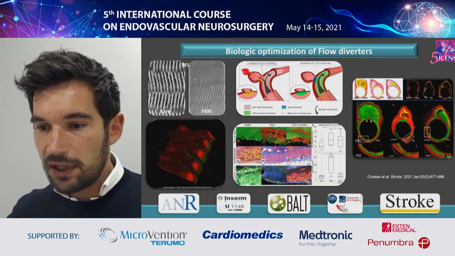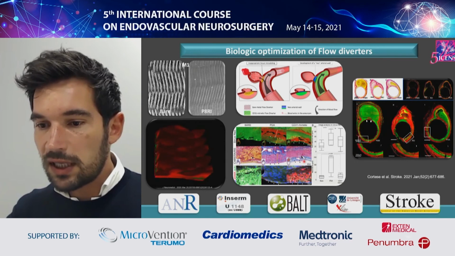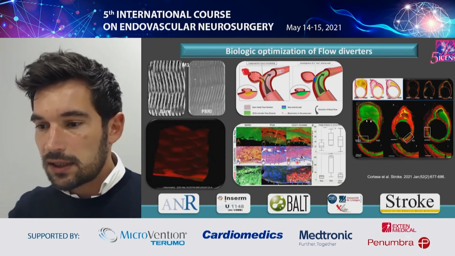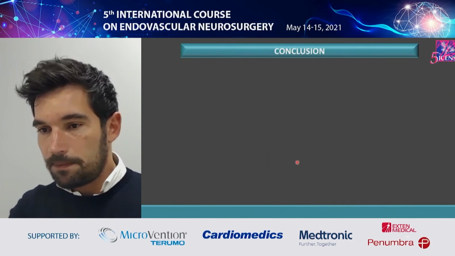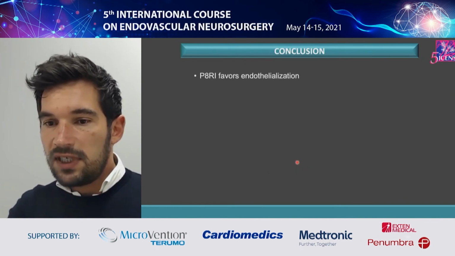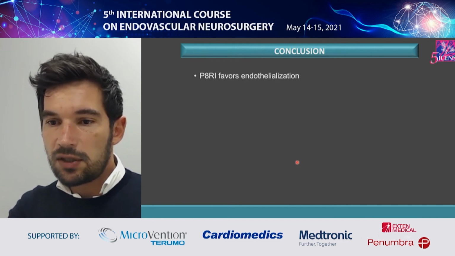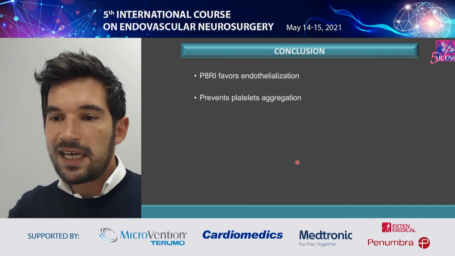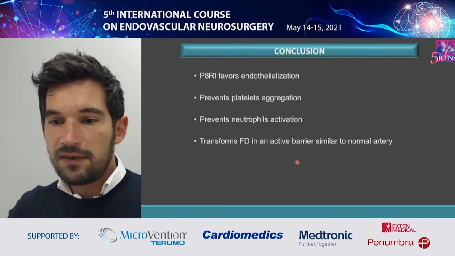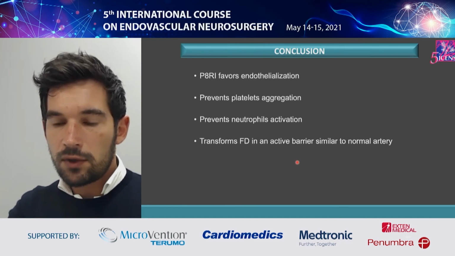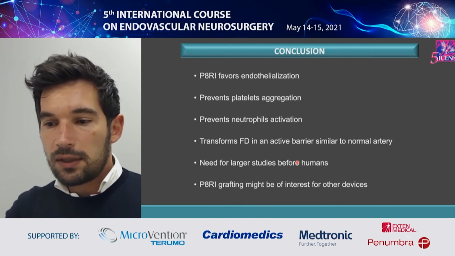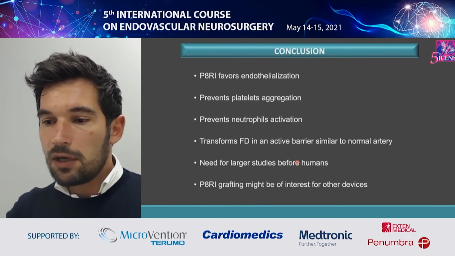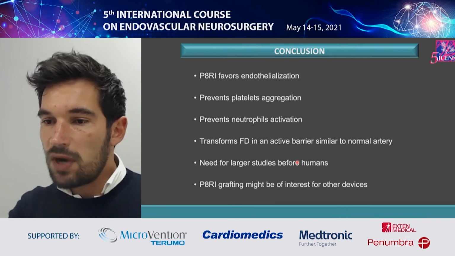This is also what we have here. The neo-endothelization at the level of the neck is much more organized. This has been very recently published in Stroke with Jonathan Cortez and Bart. So in conclusion, for this second option, CD31 favors endothelization. It prevents platelet aggregation, prevents neutrophilic activation, and in fact, it transforms the flow diverter into an active barrier similar to a normal artery. So for sure, we need larger studies before going to humans, but it shows the interest for maybe other devices also, such as coils or maybe the WEB device.